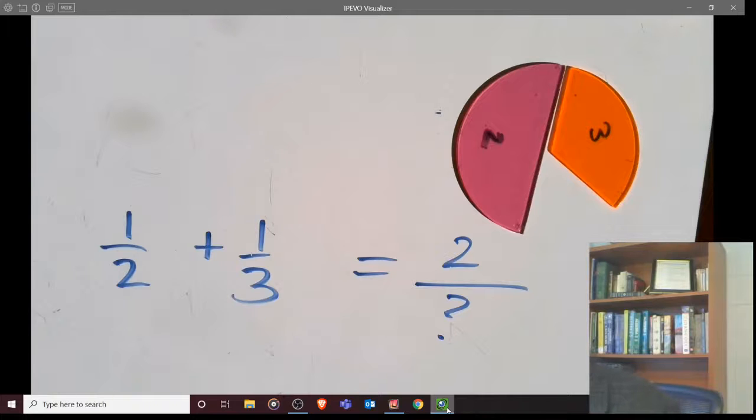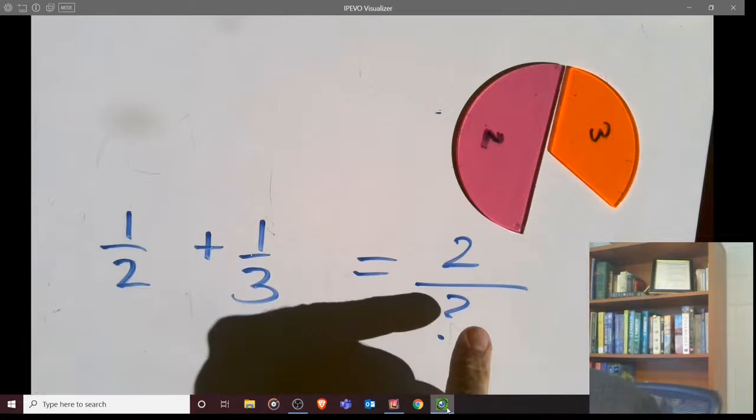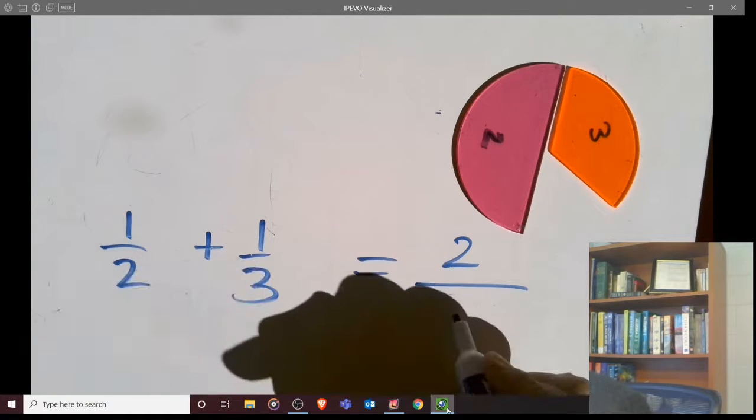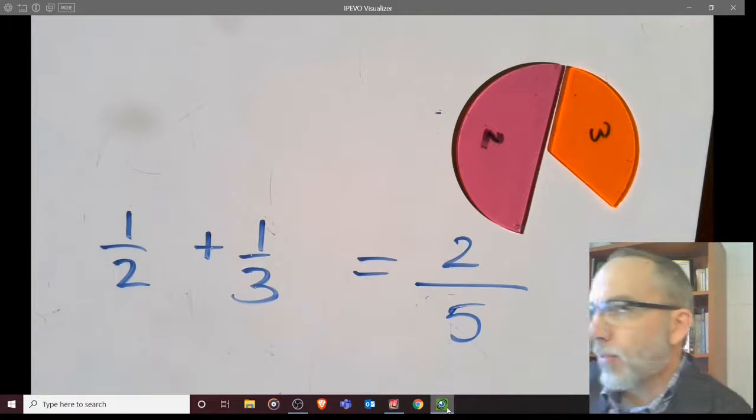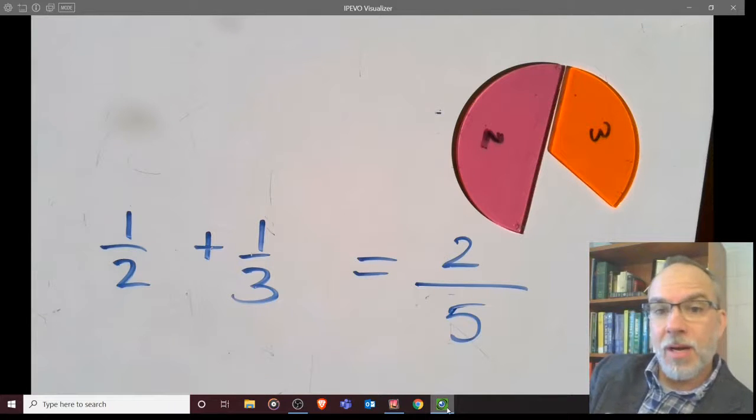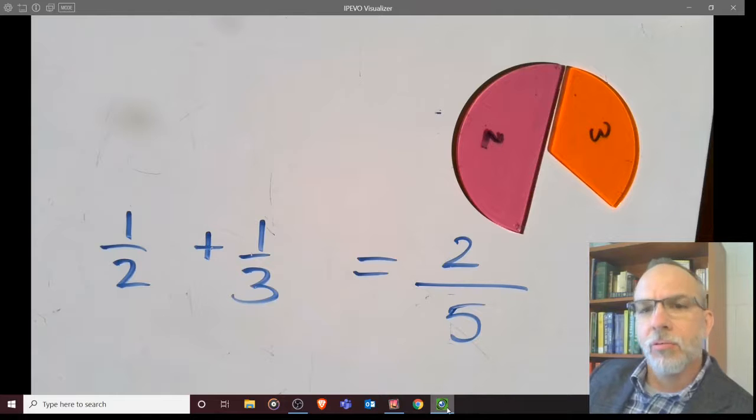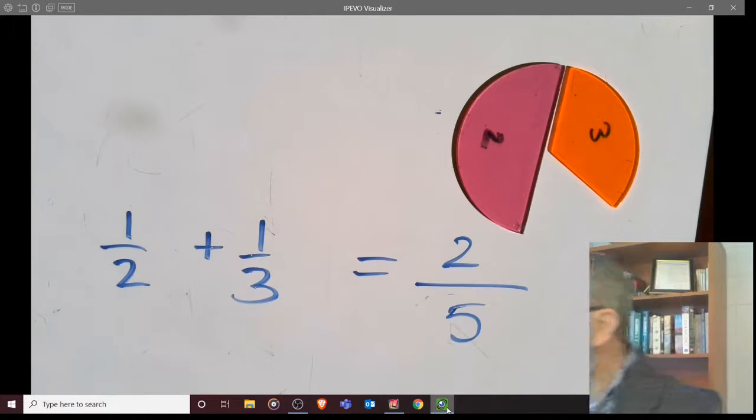Well, some students want to take 2 plus 3 and say 5. That's totally wrong. That's like embarrassingly bad. But it's like we added the top ones together. Why don't we add the bottom ones together? 2/5? Really? I've got 2/5? No.